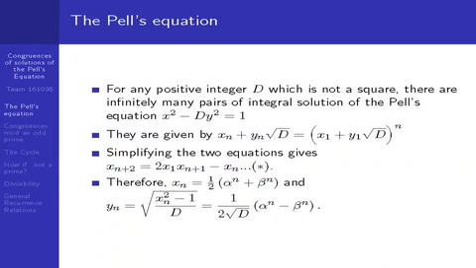It's a very famous Diophantine equation: for any positive integer d which is not a square, we have this equation, and there are infinitely many pairs of integral solutions given by this formula. By this formula, we can simplify it into a homogeneous recurrence relation of order 2. And this one will be the main focus of our congruence.